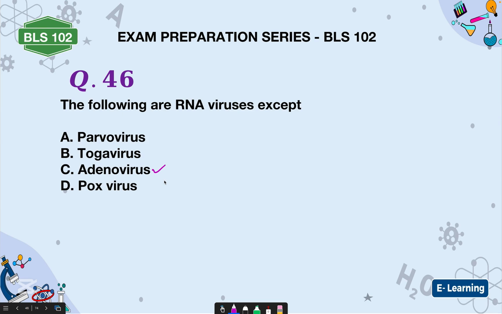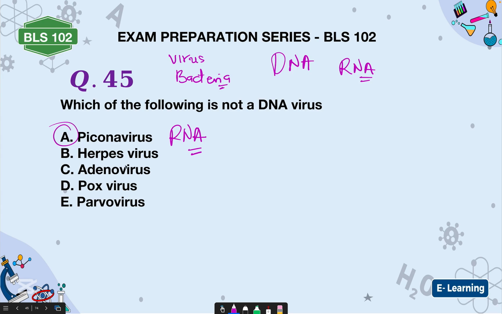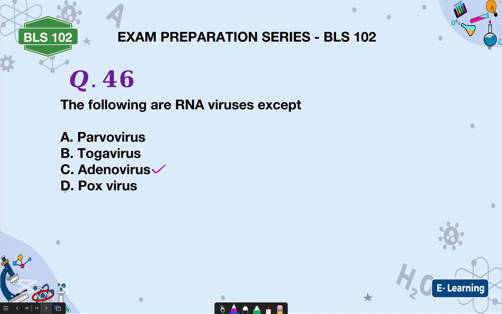So DNA viruses, we have herpes simplex virus. That one is correct. Adenovirus is correct. Pox virus is correct. Parvovirus is correct. Then the RNA viruses, that is where you have coronavirus, flu, influenza virus, and so on and so forth. So I don't know why these two, because it says the following are RNA viruses. Adenovirus and parvovirus are not supposed to be here. Even pox virus is here too.